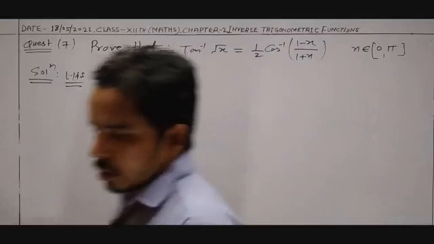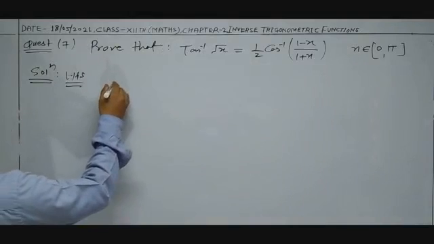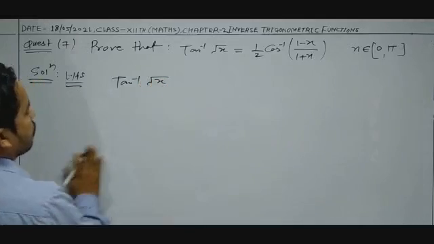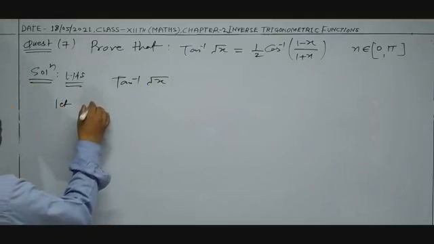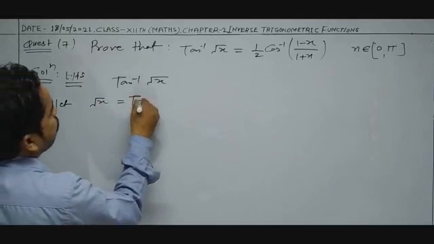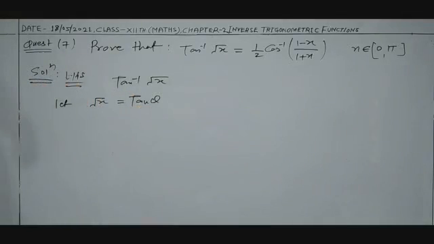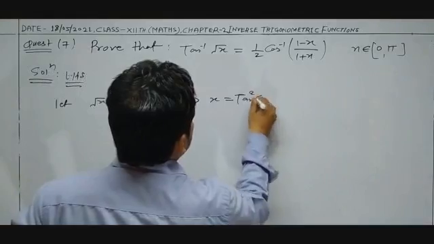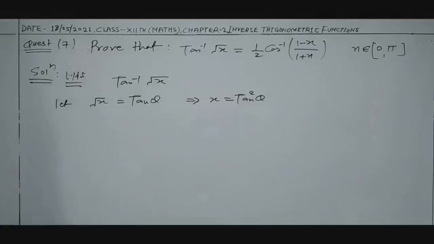So see, we are going to take the left hand side of this expression. Consider tan inverse root x; this is the left hand side. So let root x be equal to tan theta. This implies x is equal to tan square theta, and theta is equal to tan inverse root x.